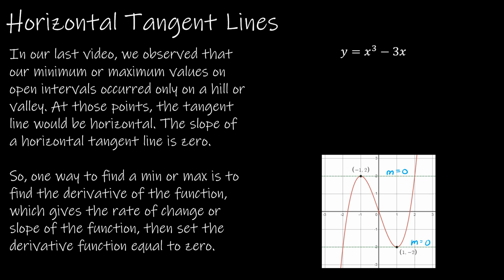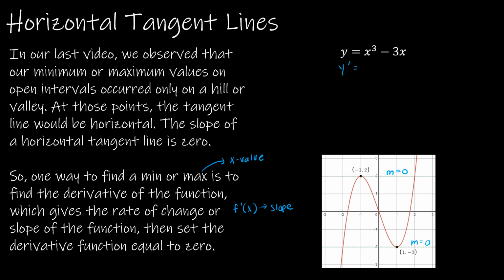So now we have to do the math. One way to find the location of a minimum or maximum, so this is going to give us the x value only of a minimum or maximum, is to find the derivative of the function, which of course is the rate of change. So f prime of x, that's, remember, our slope, and we're going to set that equal to 0 to find the location of the zero slope tangent line.